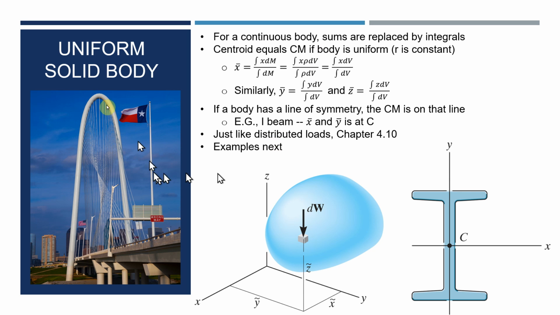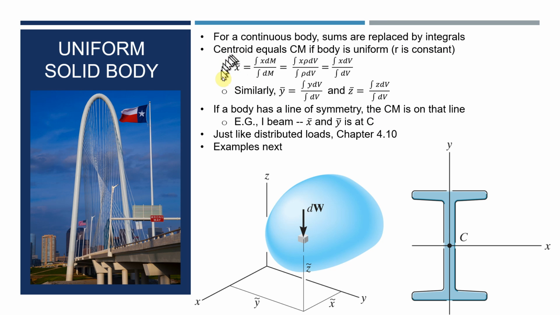So now we're going to talk about a uniform solid body. For a continuous body, sums are replaced by integrals. Definition: the centroid will be at the same location as the center of mass if the body is uniform. In other words, the density is constant. That's supposed to be a rho and not an R, by the way. That's a mistake in my PowerPoint slide. The Greek letter rho stands for density.